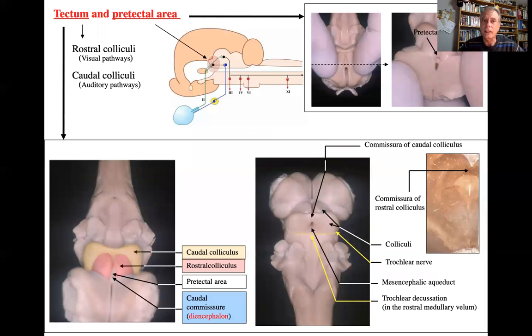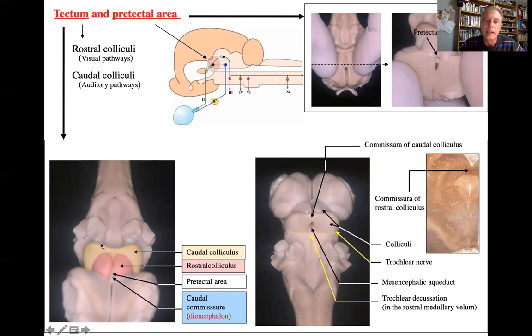We will start with the tectum and pretectal area. The tectum is formed by the two rostral colliculi and two caudal colliculi, okay? The rostral colliculi are involved in visual reflexes and the caudal colliculi are involved in auditory reflexes. And here, just rostral to the rostral colliculi, we have the pretectal area, just caudal to the caudal commissure. Remember that the caudal commissure belongs to the epithalamus, that is the diencephalon.